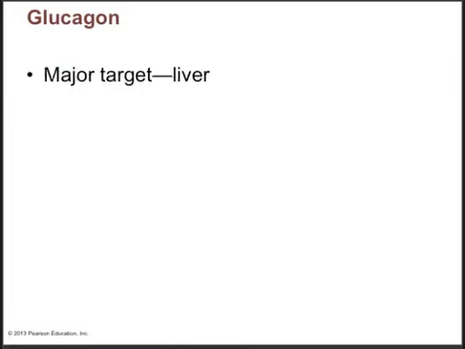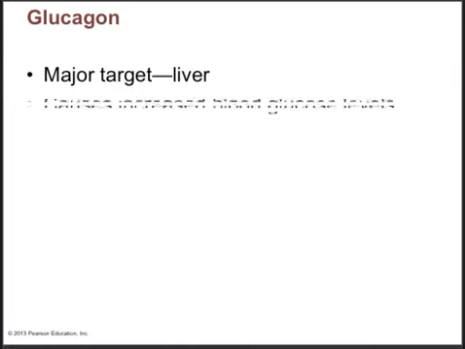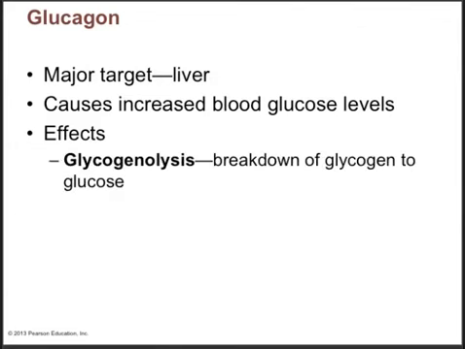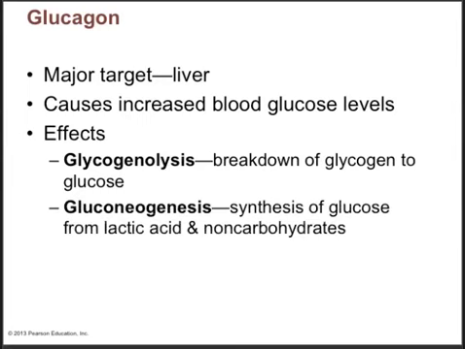The major target for glucagon is the liver. It causes blood glucose levels to rise. It promotes glycogenolysis, which is the breakdown of glycogen to release glucose into the blood, and gluconeogenesis, which is the production of glucose from non-carbohydrate precursors, which also serves to elevate blood glucose.